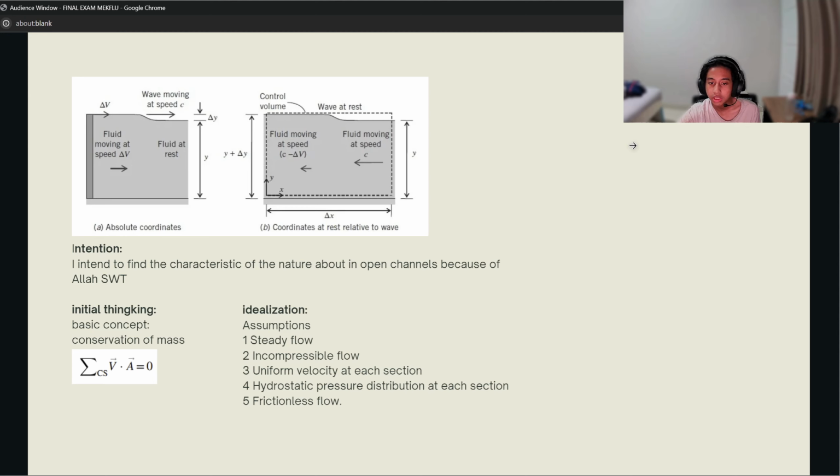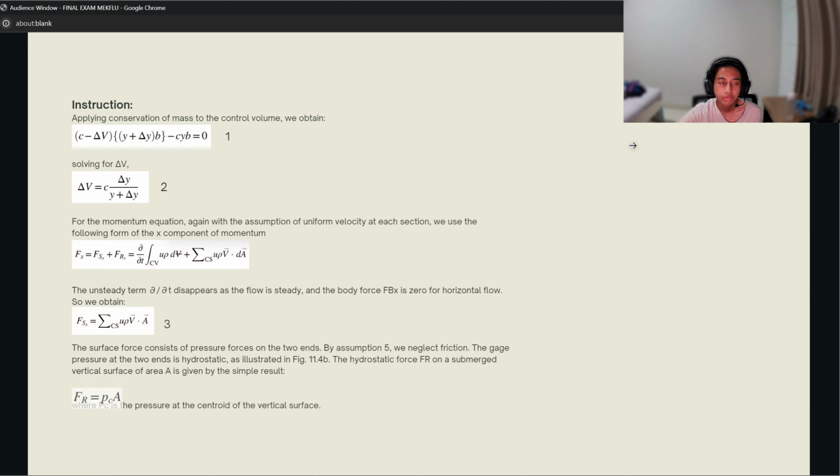And then we want to make idealizations to make the characteristics of open channel flow much easier to understand. So the assumptions are: first, the flow is steady; it's incompressible flow; uniform velocity at each section; hydrostatic pressure distribution at each section; and frictionless flow. So next we move on to the next step, which is idealization.